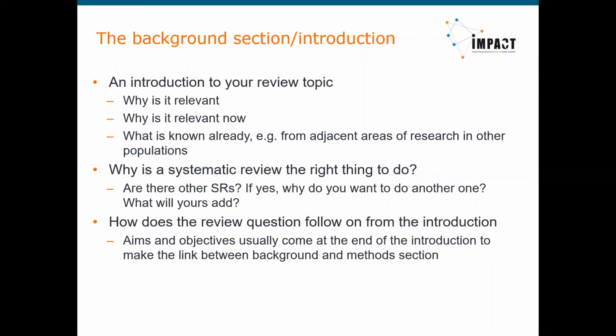Okay. So each background will be different, each introduction will be different, but these are the main things that you want to emphasize in it. And that will lead you on to your question. So a good introduction should set you up nicely. So almost without writing it, the reader should be able to say what your aims and objectives are going to be at the end of the introduction. But you do specify them to make the link between the background and the method section. You will spell out your aims and objectives. Next slide, Jen, please.